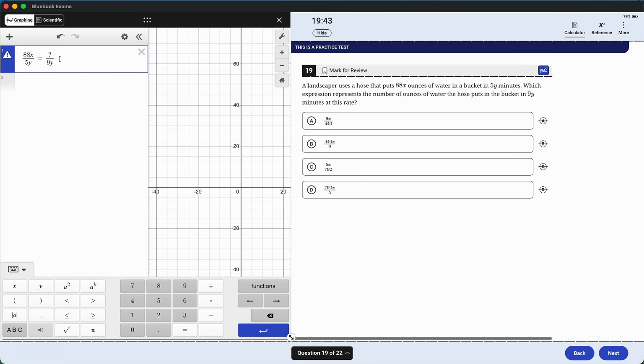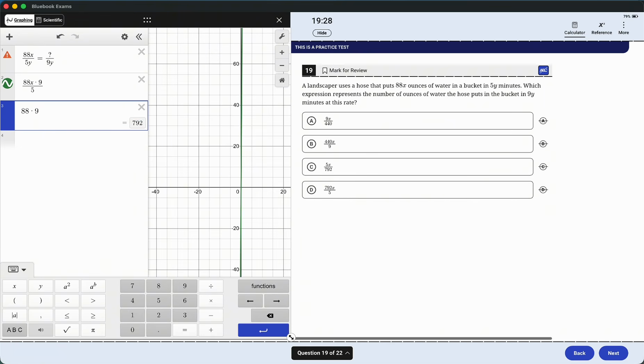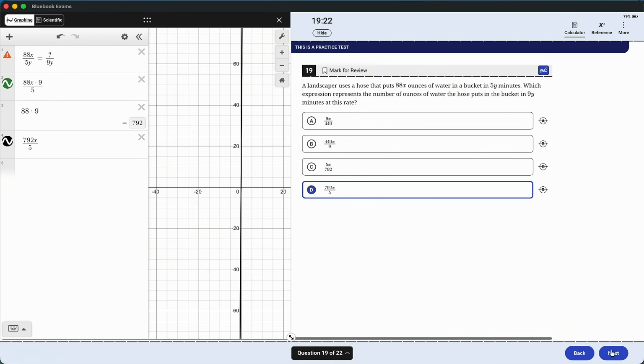So the easiest way to do that is you just multiply both sides by 9y, right? So this would be 88x times 9y over 5y. And if you simplify this, the y's are going to just cancel out. And you just got to know what 88 times 9 is. So 88 times 9 is 792. So we want to see this 792x over 5, right? So that would be D.